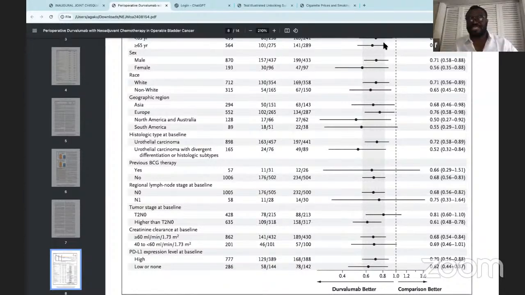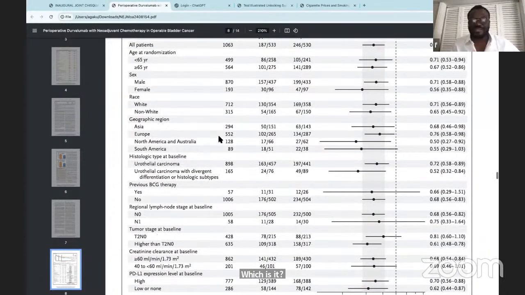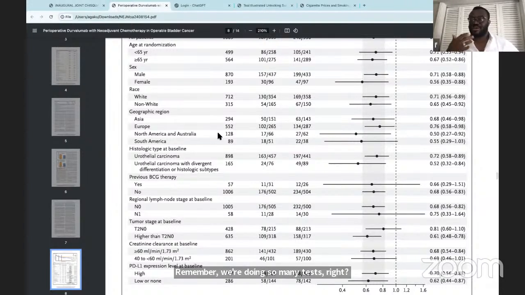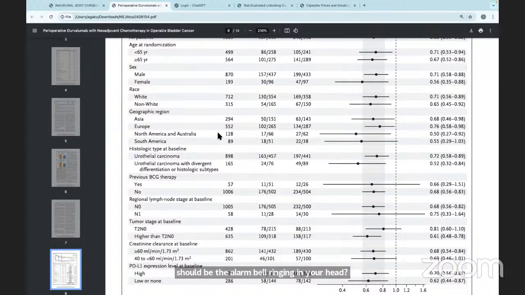Remember, we're doing so many tests, right? So many subgroups. What bells does that ring in your head? Once you start seeing so many subgroup analyses, what should be the alarm bell ringing in your head? It may mean that we are trying to detect what is not there. We are looking too hard.